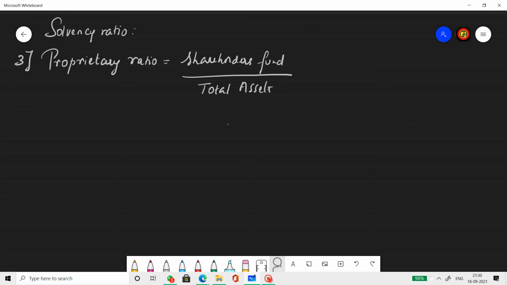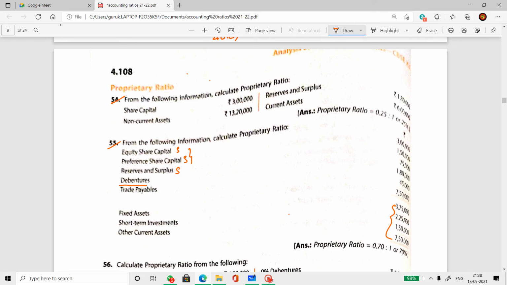This ratio shows the extent to which the total asset has been financed by the proprietor. The higher the ratio, the higher the margin. Okay, this ratio should be kept in fraction. The previous ones used to be in pure form. This needs to be maintained in fraction. So answer must be like 3 by 5, 4 by 7 like that. Now let's do sums based on this.